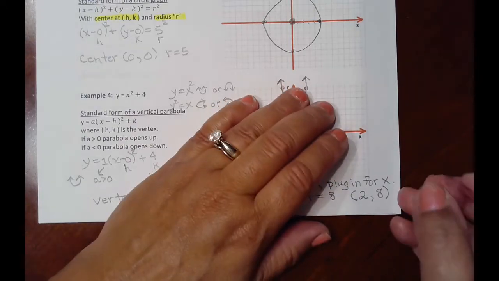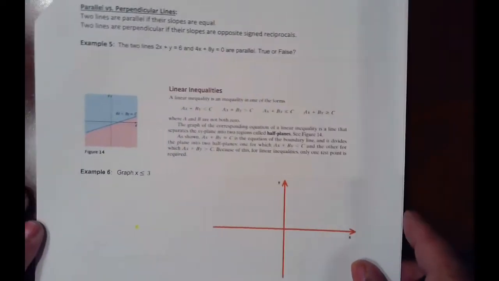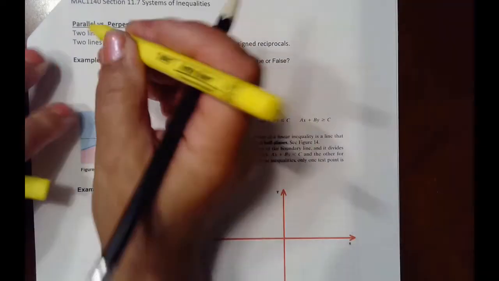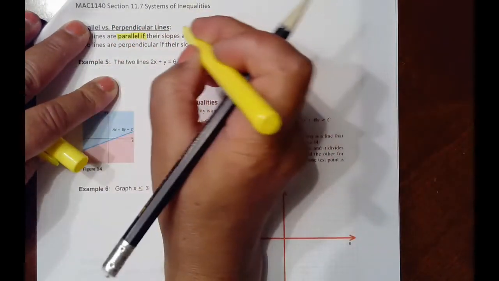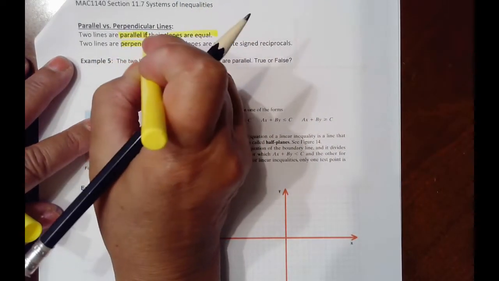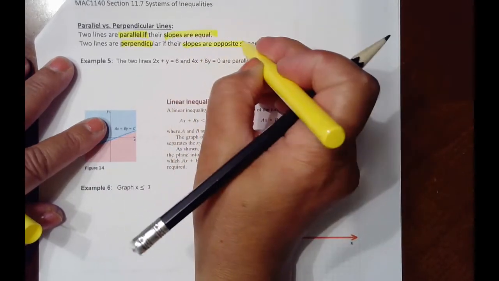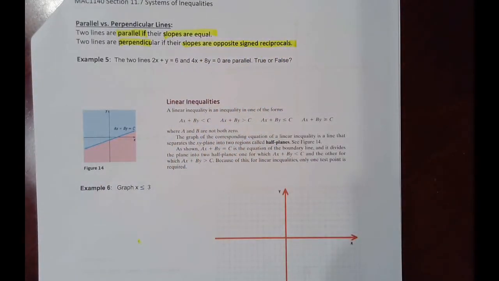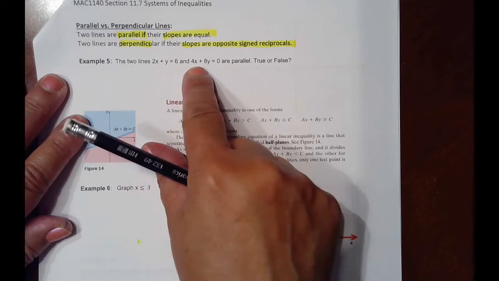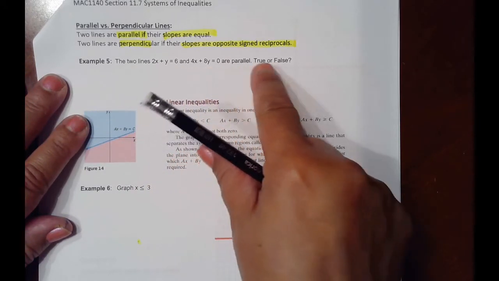Okay, that's example 4. Moving to example 5, where we talk about parallel versus perpendicular lines, just reviewing those concepts. So just wanted to remind you that when 2 lines are parallel, that means that their slopes are equal. When two lines are perpendicular, on the other hand, their slopes are opposite signed reciprocals. So in this particular problem, it says the two lines 2x plus y equal to 6 and 4x plus 8y is equal to 0 are parallel. Is this true or false?